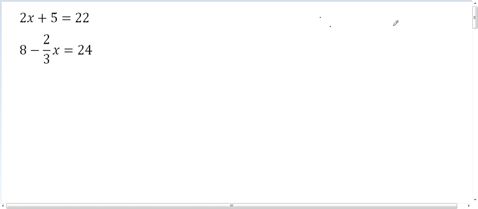We have 2x plus 5 is equal to 22. Here, 2x means 2 multiplied by x, and we have 5 added to that. To get rid of the 5, let's add the additive inverse of 5, which is minus 5, to both sides of the equation.